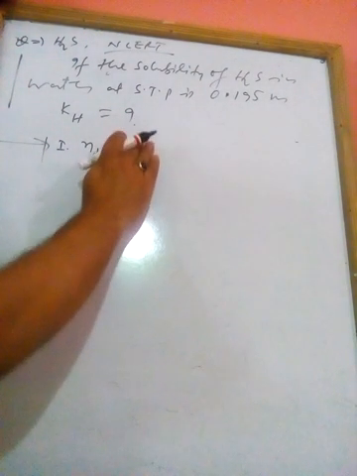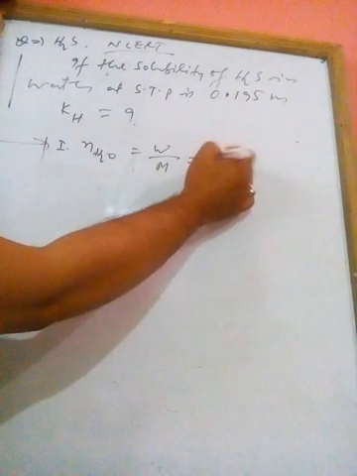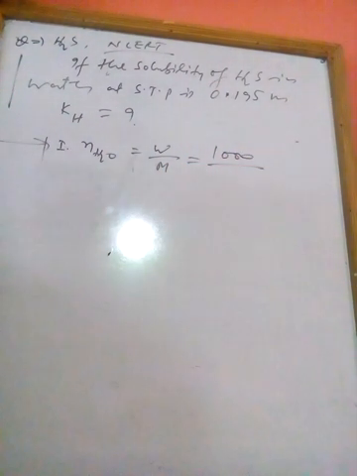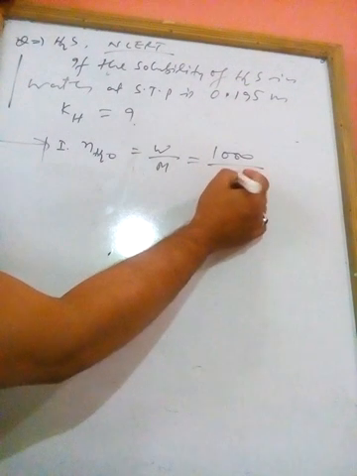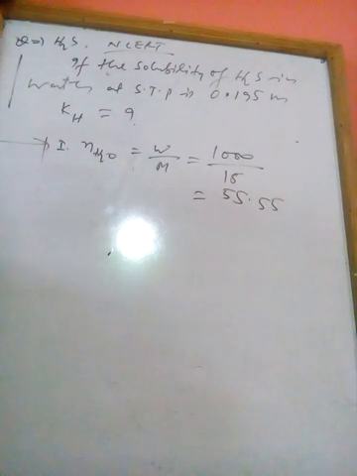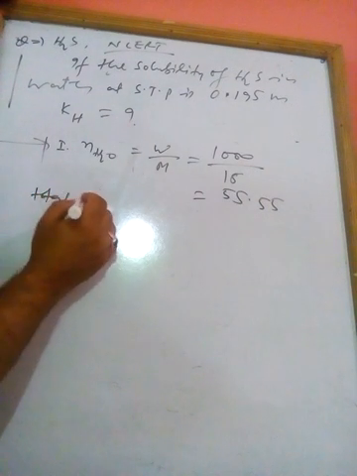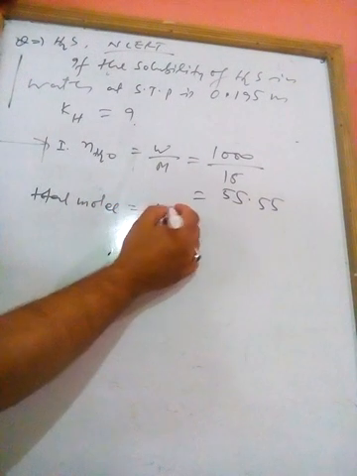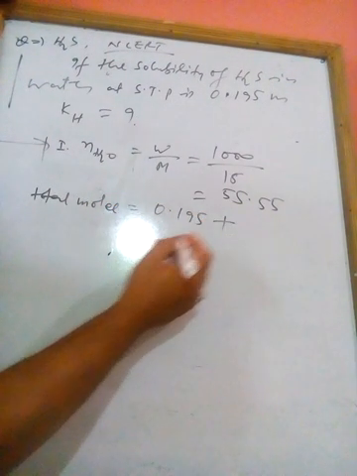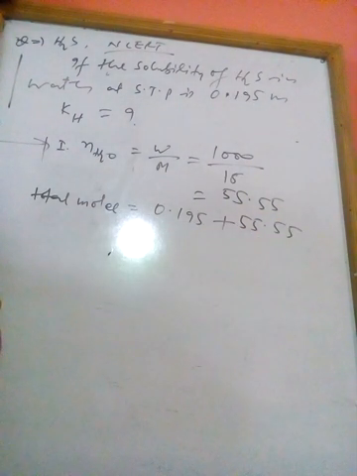The way to find n of water is weight by mass. So in molality we take 1000 gram, that is per kg of the solvent. 1000 by 18 is equal to 55.55. This will be the number of moles. So total moles will be 0.195 from the question plus 55.55.